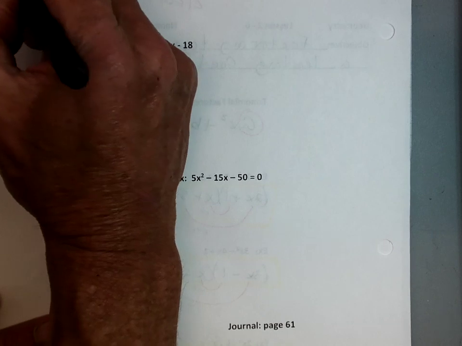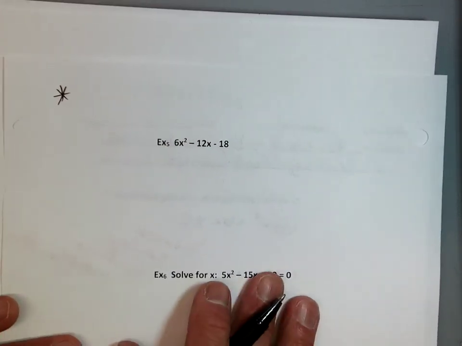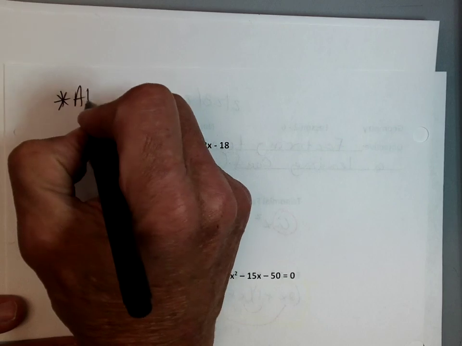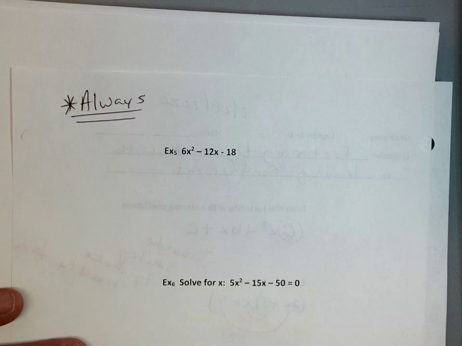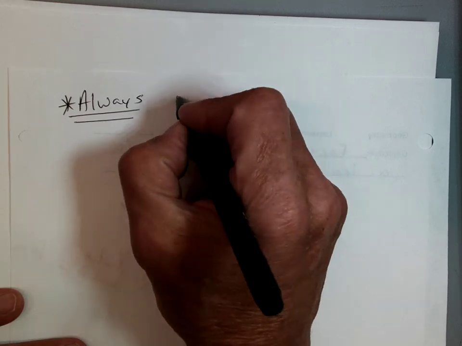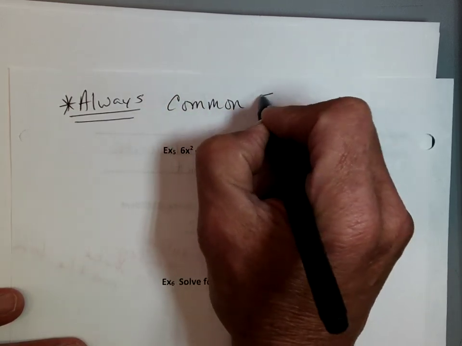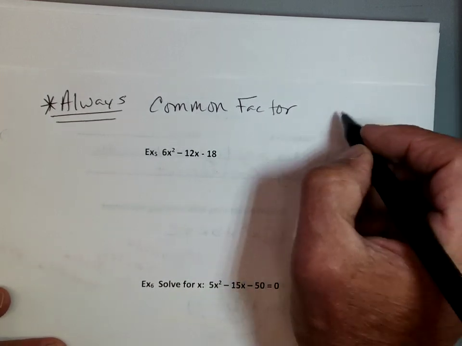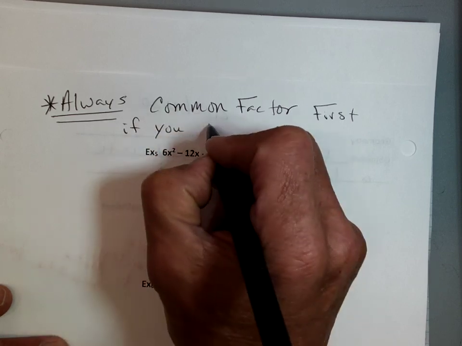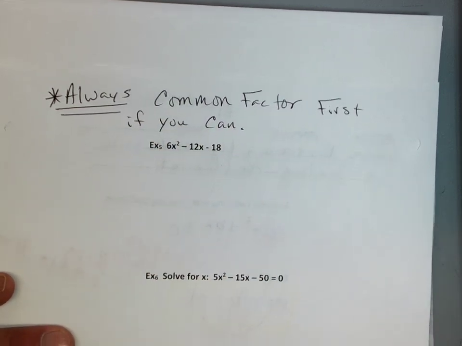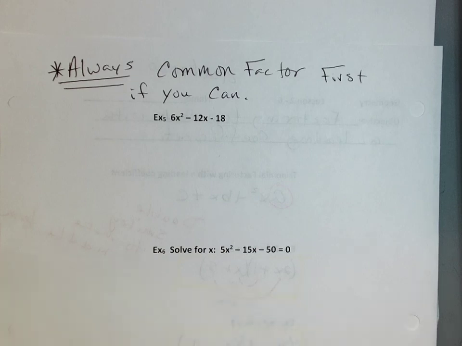Okay. Now, write yourself a note. Way up here, okay? Always write yourself a note. Always write this on your paper. Austin, write this on your paper. Always common factor first if you can. If you can common factor, you'll make the problem easier. If you can common factor, you make the problem easier, okay?